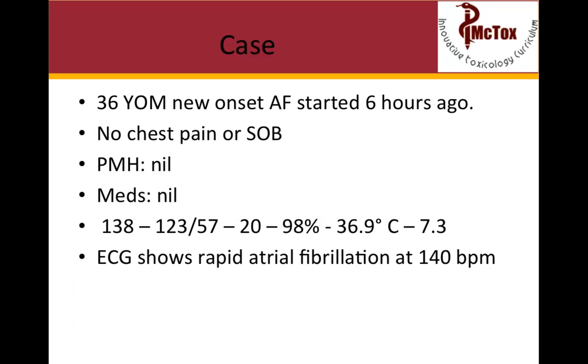Time for a case. You have a 36-year-old gentleman who presents with a new onset of atrial fibrillation that began about 6 hours ago. He denies having any chest pain or shortness of breath or any palpitations, and he has no past medical history and does not take medications. His vital signs are normal except for a heart rate of 138. You correctly diagnose his AFib on ECG.